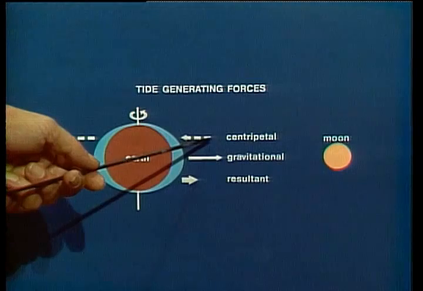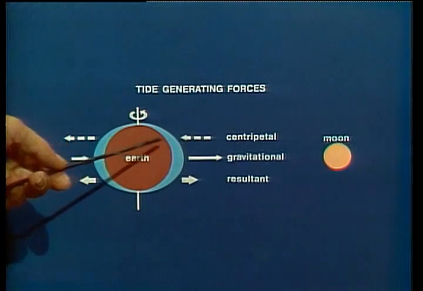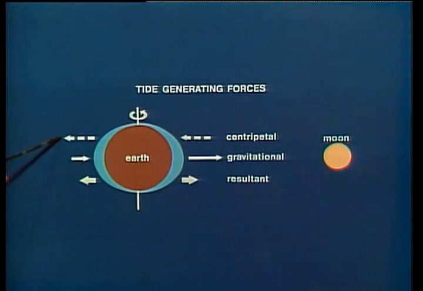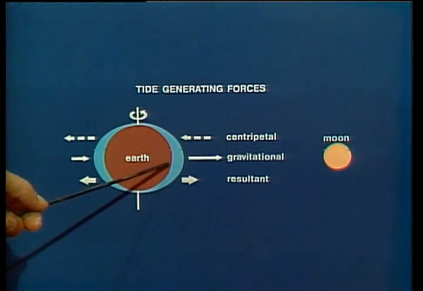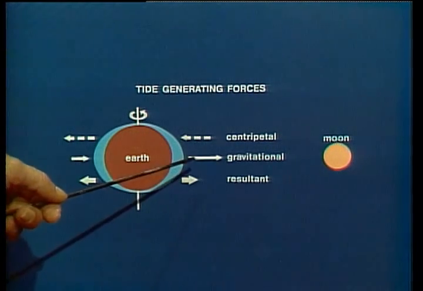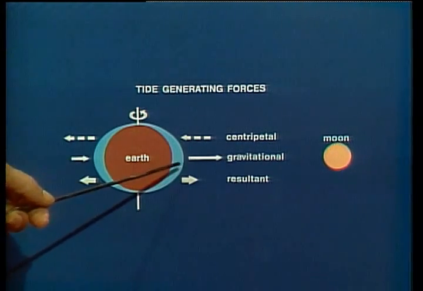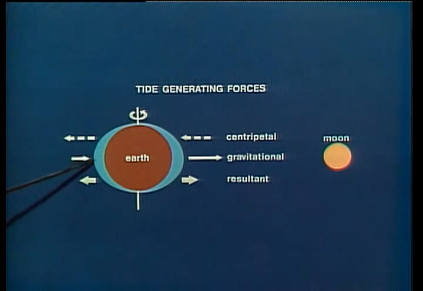Now the centripetal force is constant, directed away from the moon over the surface of the Earth, but the gravitational force of the pull of the moon on the Earth and on the waters on its surface depends on the distance. The further you are away from the moon, the less the moon's gravitational pull is. The result of this is that on the side of the Earth nearest the moon, the gravitational pull of the moon is greater than the centripetal force, and on the point of the Earth farthest away from the moon, the gravitational force is a little less.